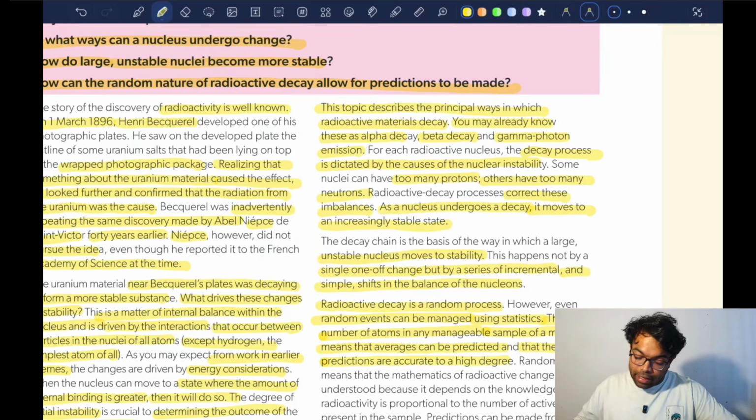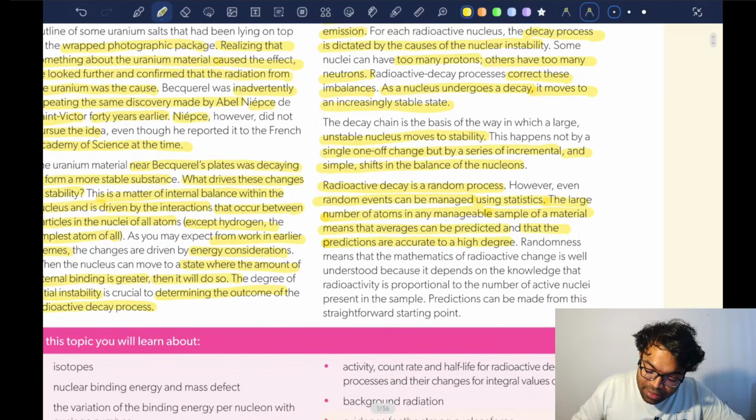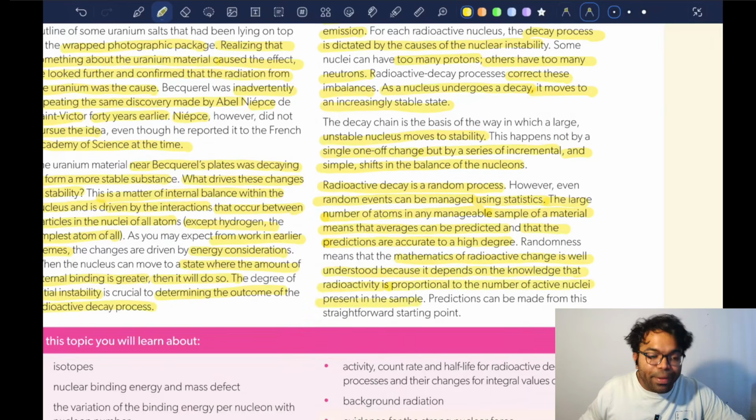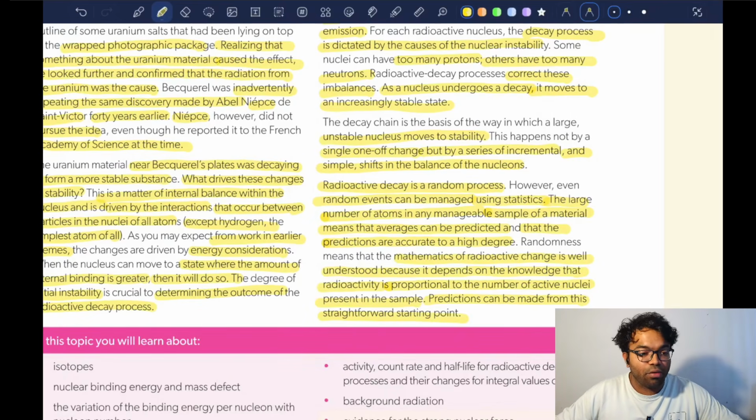Understood? Now, randomness means that the mathematics of radioactive change is well understood because it depends on the knowledge that radioactivity is proportional to the number of active nuclei present in the sample. Predictions can be made from this straightforward starting process.